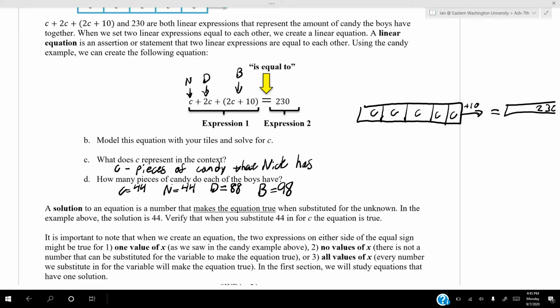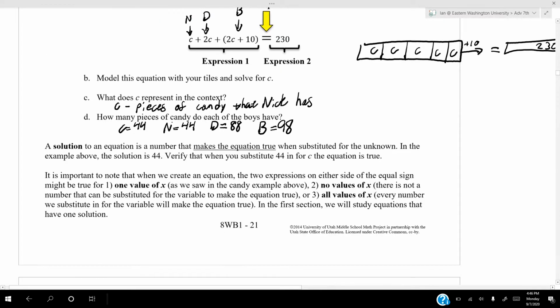So a solution to an equation is a number that makes the equation true when substituted for the unknown. In this example, the solution is 44. We can verify that all we want to. We can plug 44 back in, and no matter what we do, we're going to get 230. It's important to note that when we create an equation, the two expressions on either side of the equal sign must be true for one value of x, no values of x, or all values of x. Okay? So it's going to be one of these things.